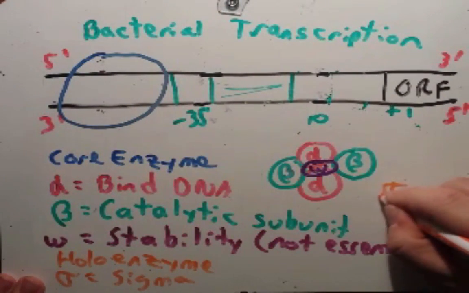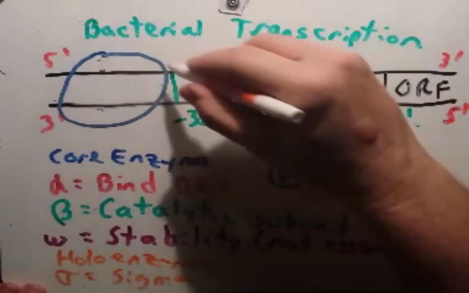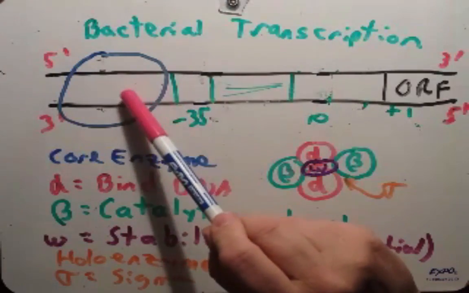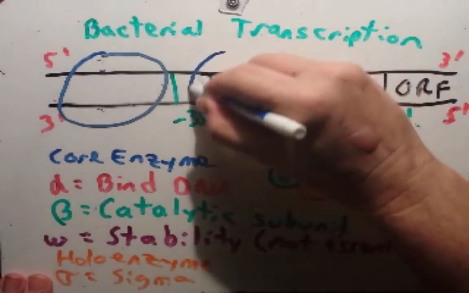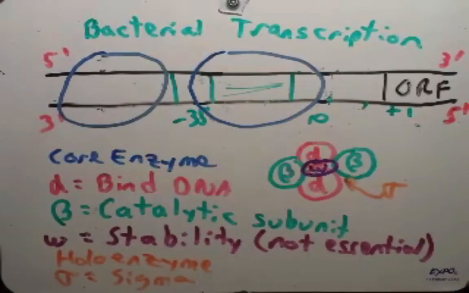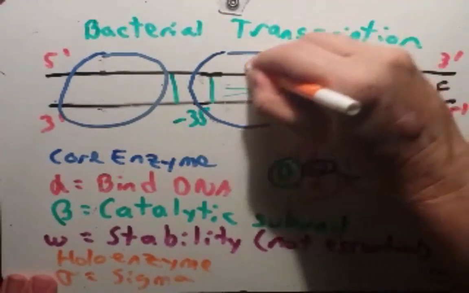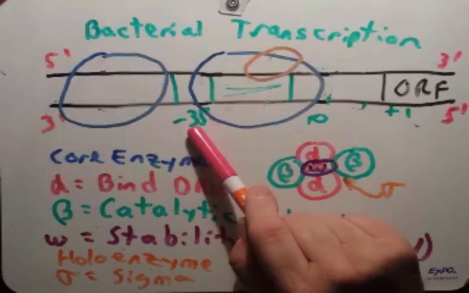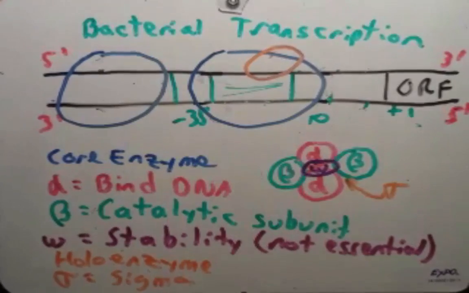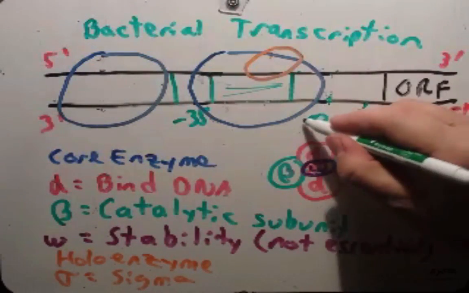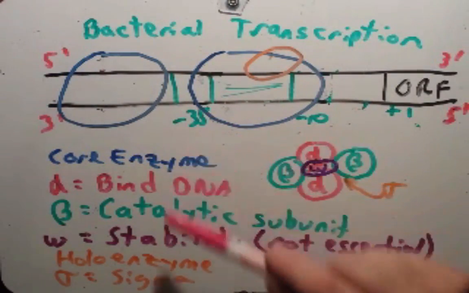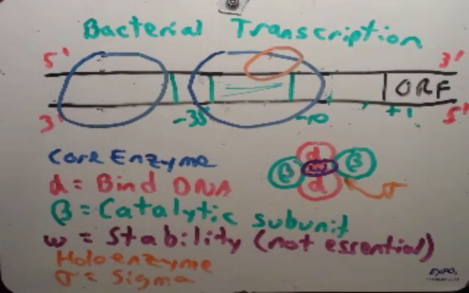So sigma will come along here and bind. And once it binds, as this core enzyme moves forward, it's going to stop here, but only stops at the promoter if sigma is attached to it. Sigma recognizes these consensus sequences of -35 and -10. Without sigma, the enzyme never stops here. The RNA polymerase, the core enzyme, and then the holo enzyme never stops.